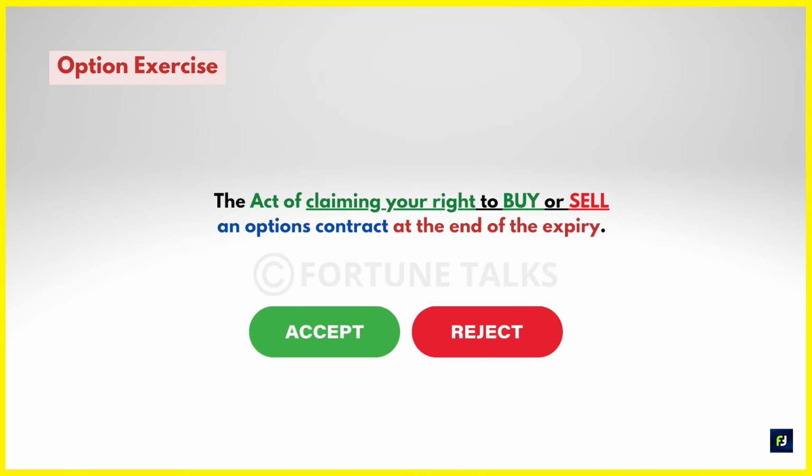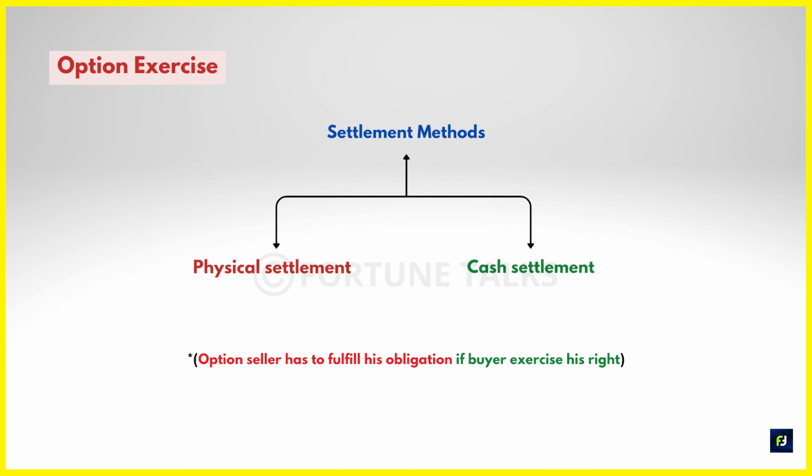Now let's move on and understand the idea behind exercising of an options contract. As per definition, exercising of an option contract is the act of claiming your right to buy or to sell the option contract at the end of the expiry. In simple terms, exercising involves either the physical settlement or physical delivery of shares or the settlement of the cash differential by the seller to the buyer of the contract.